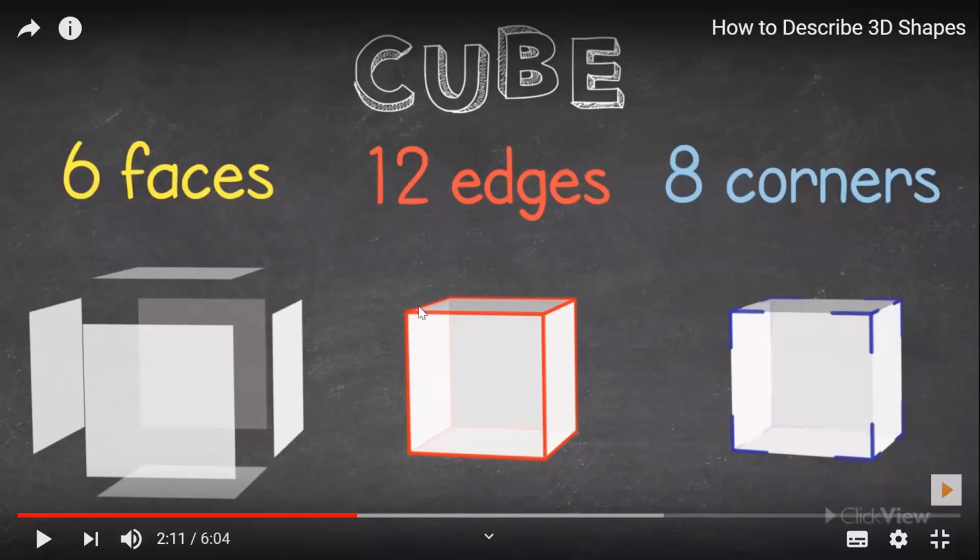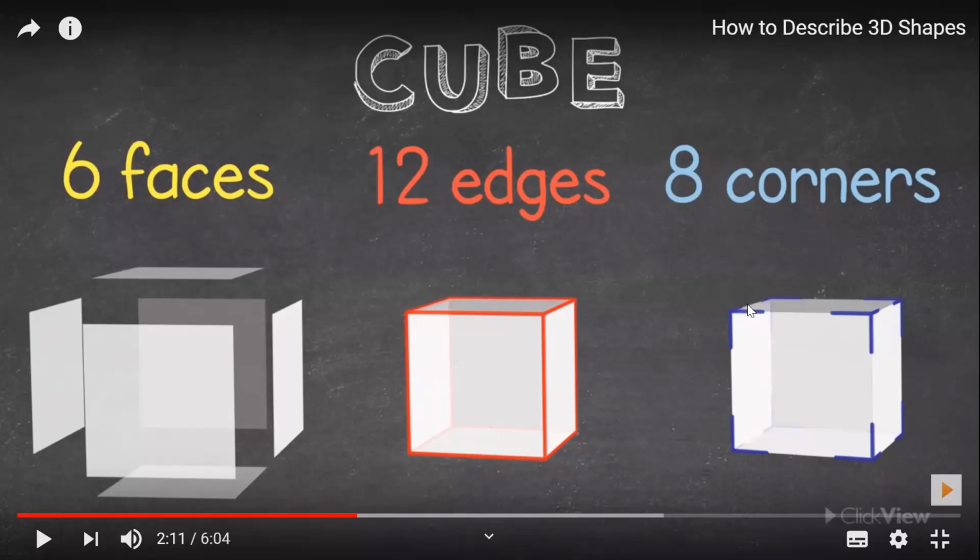The edges are these lines between each 2 faces. So you see here is one face, follow the mouse. Here is a second face. The line between them, we call it an edge. Follow the mouse and let's count together. 1, 2, 3, 4, 5, 6, 7. It's inside. 8, 9, 10, 11, and this is the 12th.